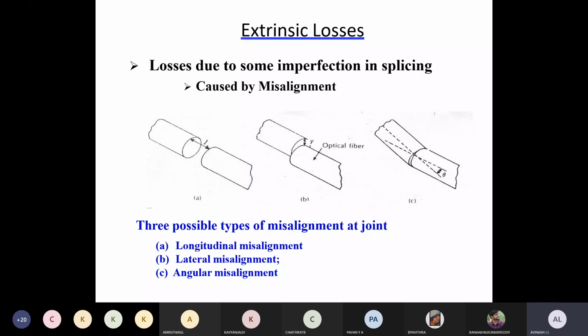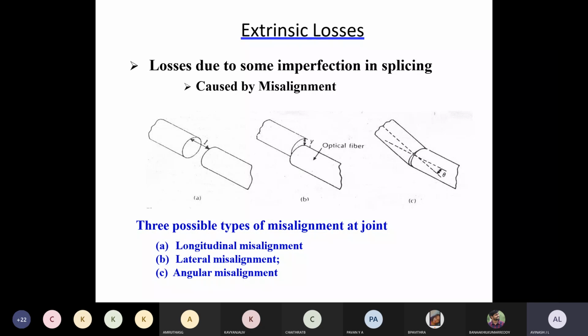We know what splicing is. Splicing is a mechanism to join two fibers by means of soldering. It may be permanent or temporary. These losses are due to some imperfection in splicing, caused by misalignment. In these extrinsic losses, there are three possible types of misalignment at the joint: longitudinal, lateral, and angular misalignment.